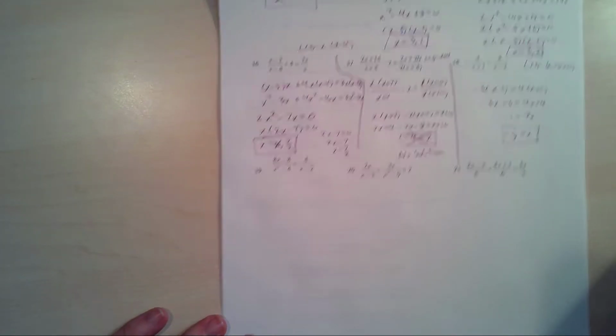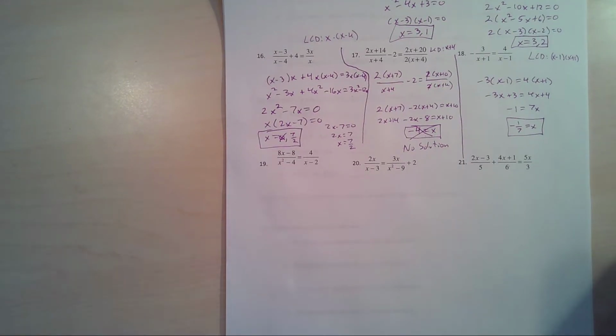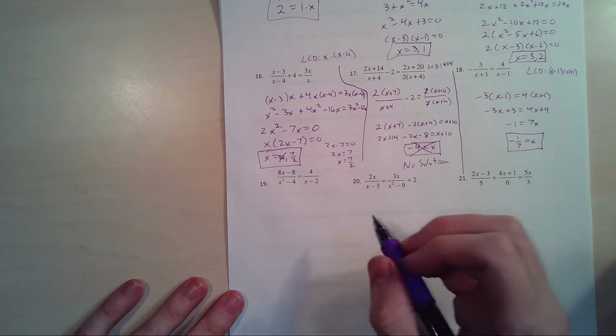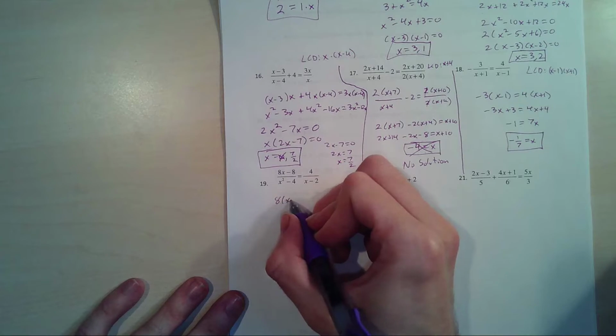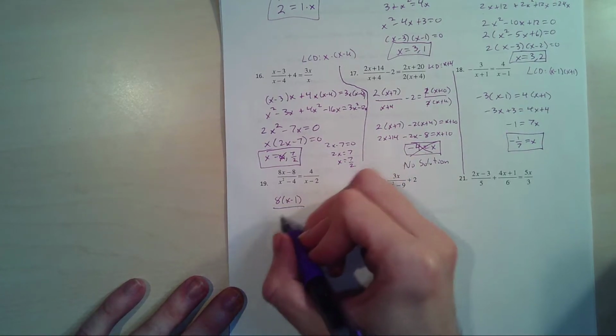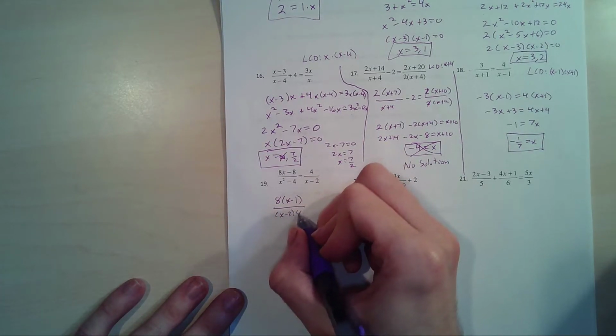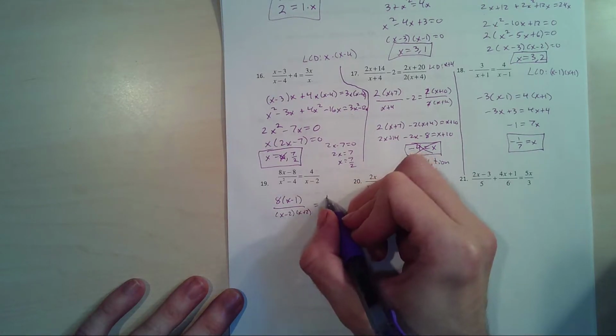Finishing this guy up, number 19. Now we have lots of room all of a sudden. Hilarious. Again, look for factoring if you can. You don't have to factor out this 8, but it might end up being a good thing. You never know. This guy factors into x minus 2, x plus 2. Nothing changes on the right-hand side.